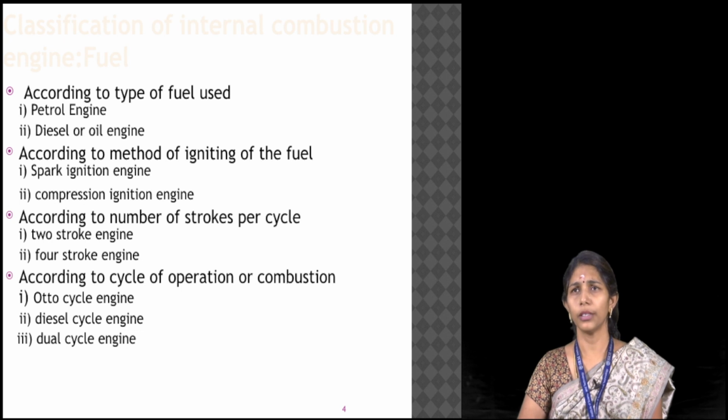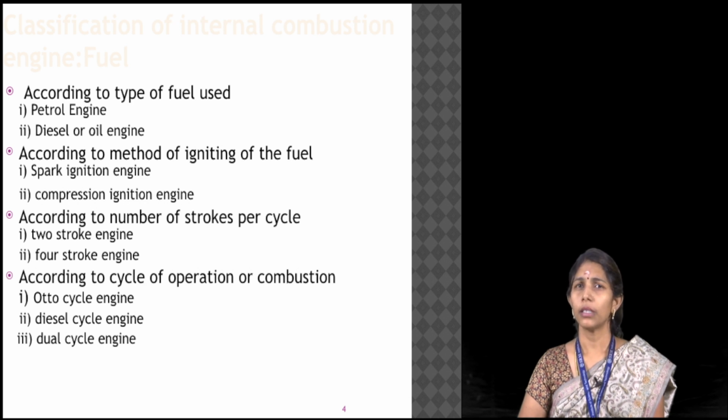Based on the type of fuel used, we can classify the engines either as petrol engine or diesel engine. Based on the method of ignition, it can be a spark ignition or a compression ignition engine. In spark ignition engines, we use a spark plug to ignite the fuel, whereas in compression ignition, the compressed air helps to initiate combustion of the injected fuel.